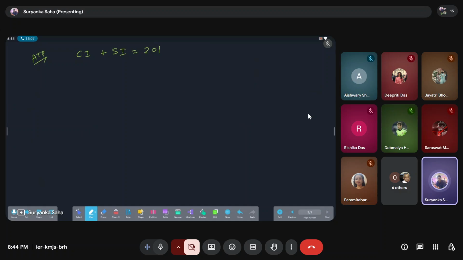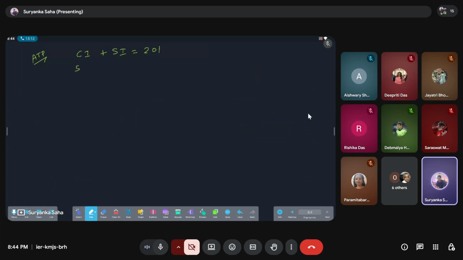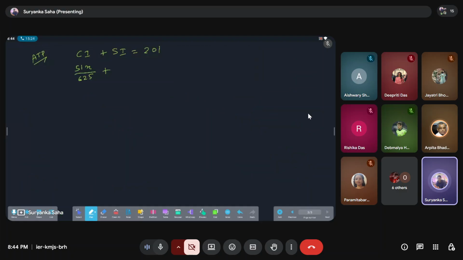So CI was 51x by 625, isn't it? Plus SI will be 5000 minus 2x by 25. This is your SI, and their sum is 201. Now, if you solve it, what will the LCM be? 625 will be the LCM, because 25 square is 625. So 625 will be the LCM.